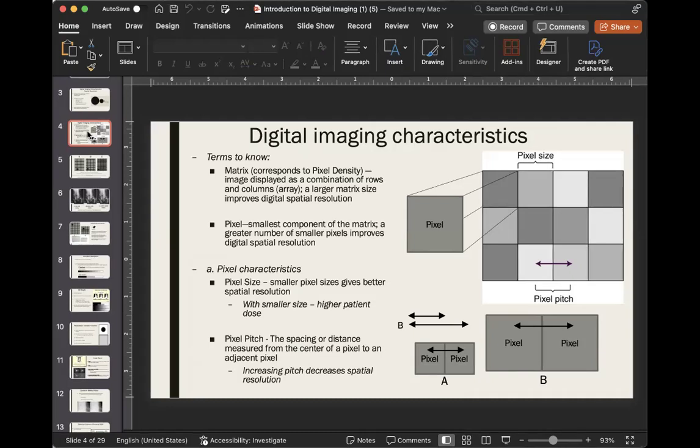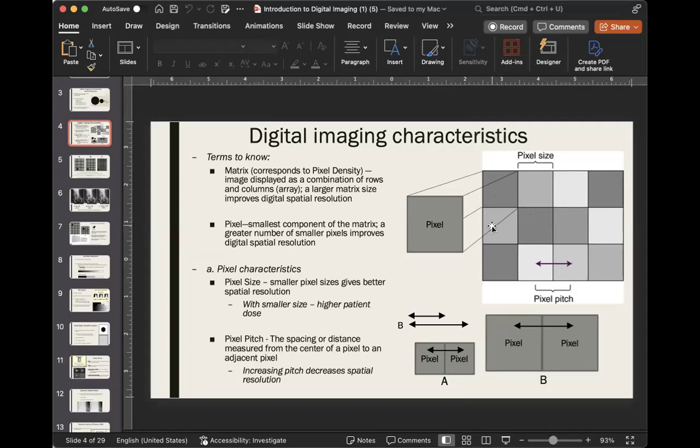And so when we talk about things to note, we are looking at our terms here of matrix and pixel. A matrix is the combination of rows and columns of pixels. The pixel itself is the smallest component of a matrix. And so when we look at this, this is a matrix, this box here. And then the smallest part of that matrix is the pixel. It's an individual piece here.